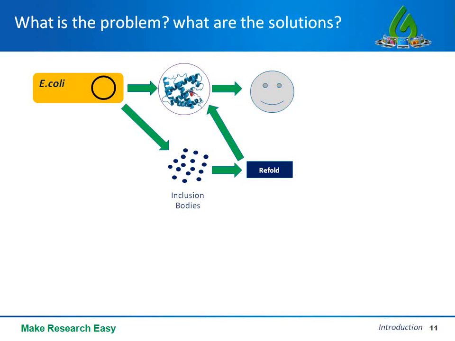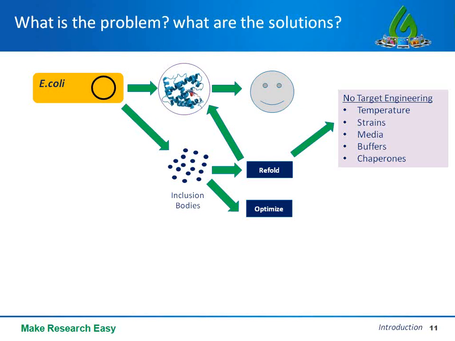Or you could try optimization at the process or molecular levels. At the process level, you could adopt methods that do not require target engineering. For example, you could play around with the expression conditions, like trying out different strains or adjusting the growth induction conditions, changing the media, buffers, chaperone co-expression, and even try to improve the cell lysis conditions.